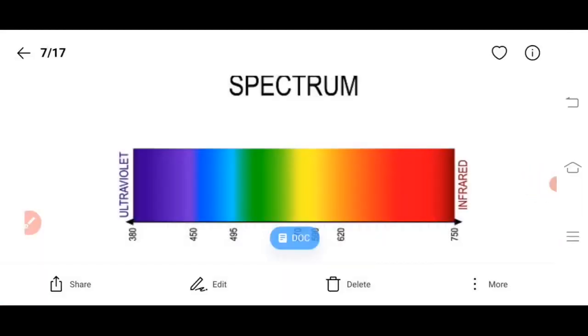Here the different colors are given with their range. So this band of colors is termed as spectrum. This spectrum consists of the following colors. First one is violet, and then indigo, blue, green, yellow, orange and red. Students, these colors are represented by the acronym VIBGYOR.